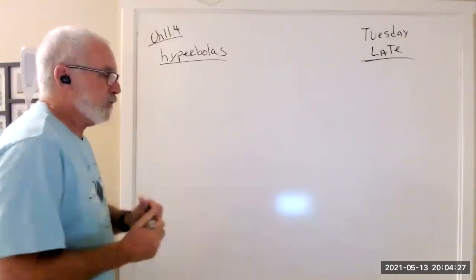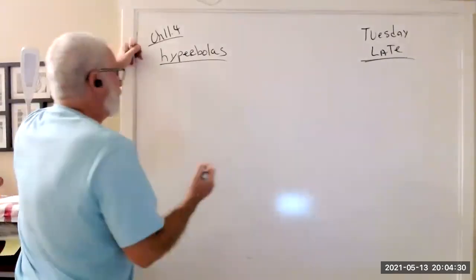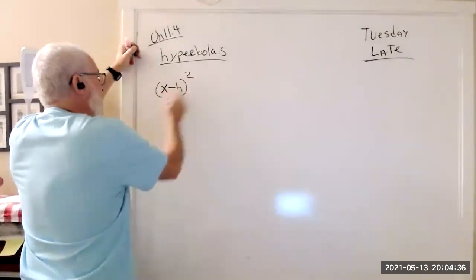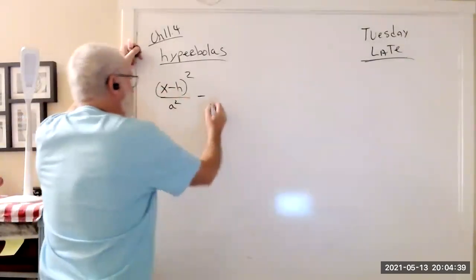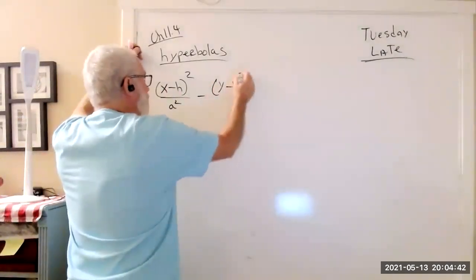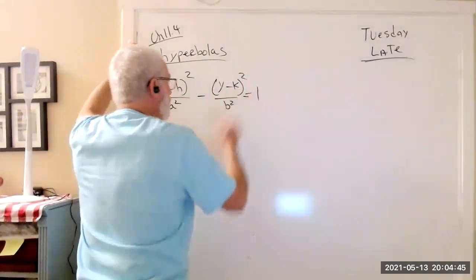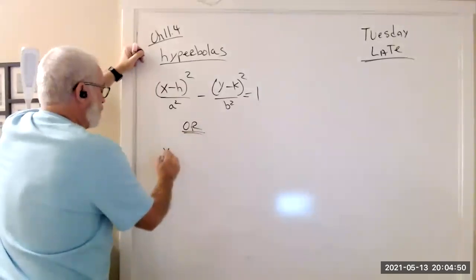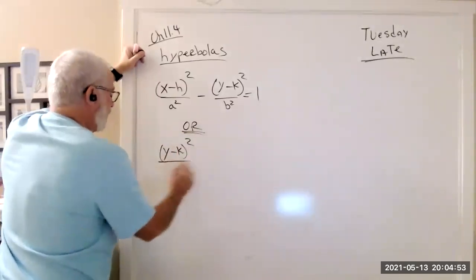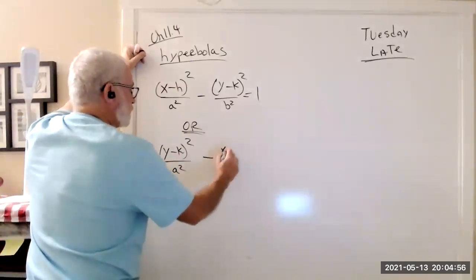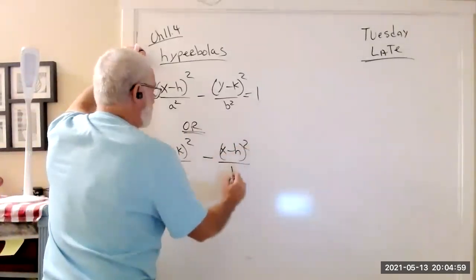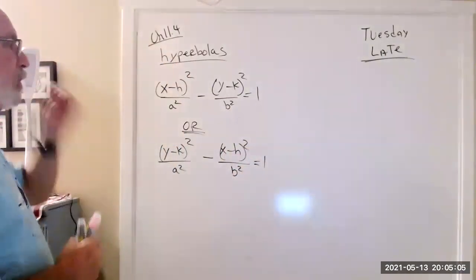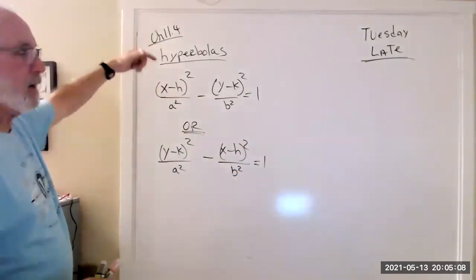All right, first idea. The formula for a hyperbola looks like this: (x minus h) squared over a squared minus (y minus k) squared over b squared equals 1. Or it looks like this: (y minus k) squared over a squared minus (x minus h) squared over b squared equals 1. Okay, there are two forms for hyperbolas.